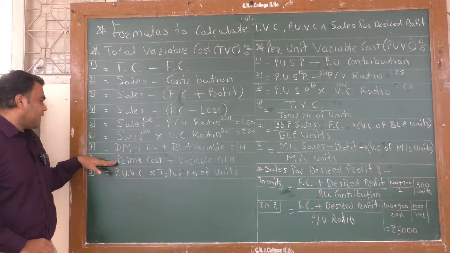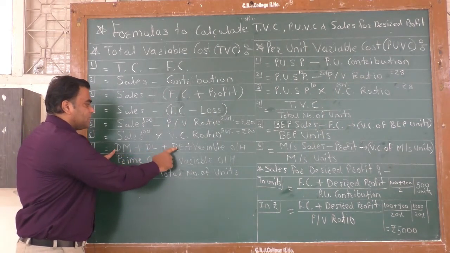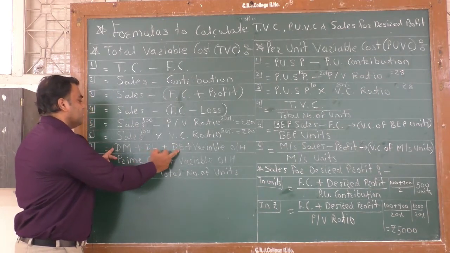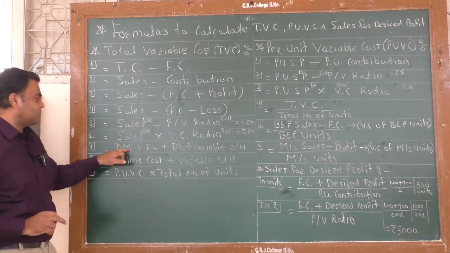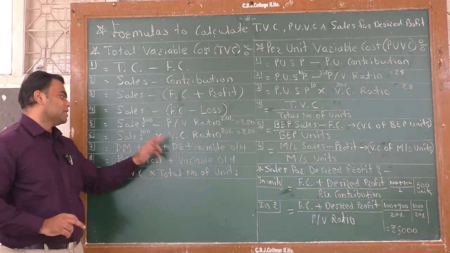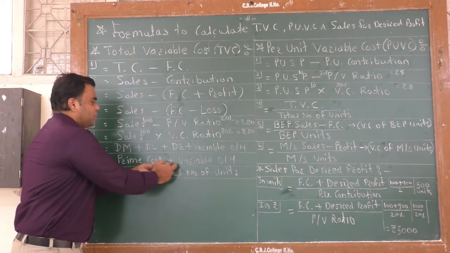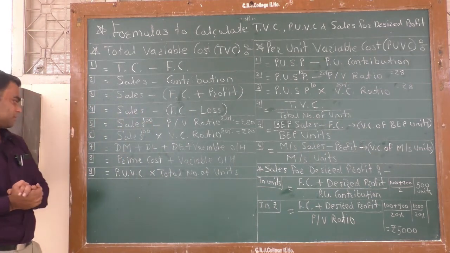Now formula number 8 is similar to formula number 7. As we know, direct material plus direct labor plus direct expenses is equal to prime cost. These three items are collectively known as prime cost. The sum of direct material, direct labor and direct expenses is prime cost. That's why we have taken prime cost directly: prime cost plus variable overheads is equal to total variable cost.